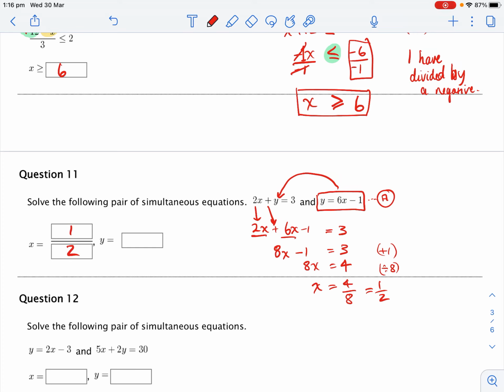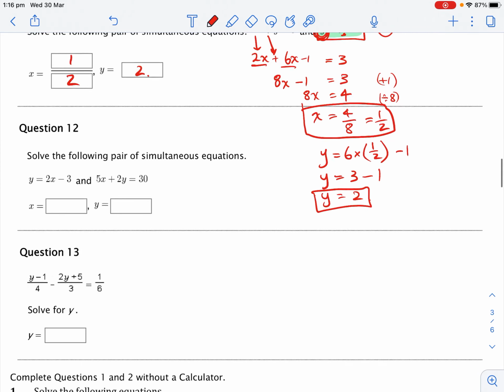Once we know the x value, we've got to find the y value. And we go back to our equation up here to find our y value, because this equation tells me what y is equal to when I know what x is. So y will equal 6 times the x value, which we just found to be a half, take away 1. 6 times a half is 3, take away 1, y equals 2. Okay, don't forget to find x and y when you do simultaneous equations.